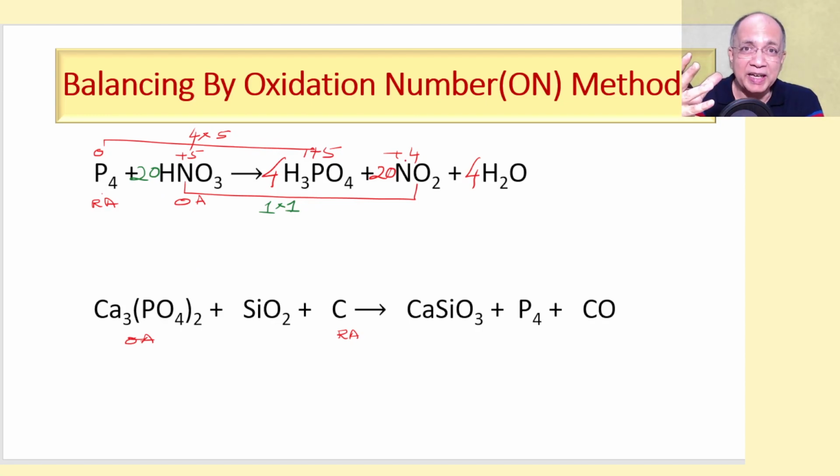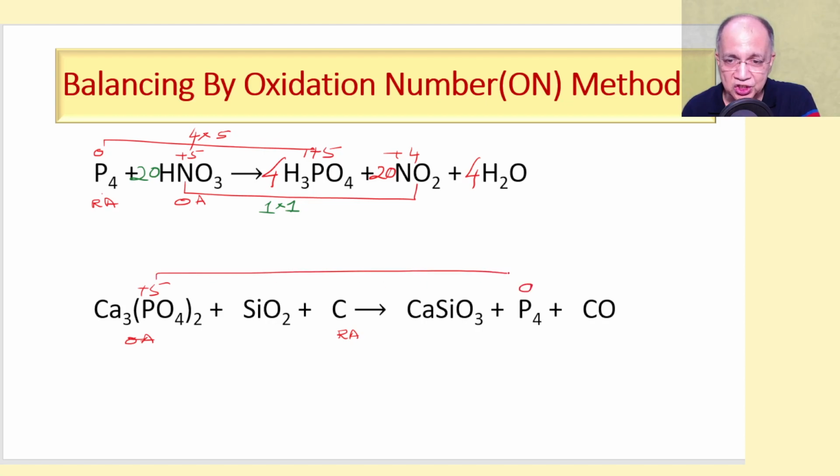The bottom line is to equalize the number of electrons lost with the total number of electrons gained. Same thing you will do here. Phosphorus in calcium phosphate is +5, it goes to 0. The change is 5, but there are 2 such atoms, so the total change is 10. So 10 is to be multiplied with carbon. Carbon goes from 0 to +2 in carbon monoxide. So the change is 2, and there is only one carbon, so the factor is 2 here.